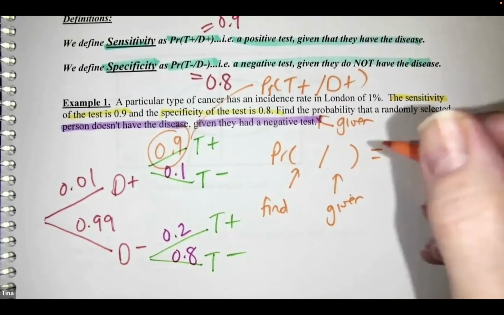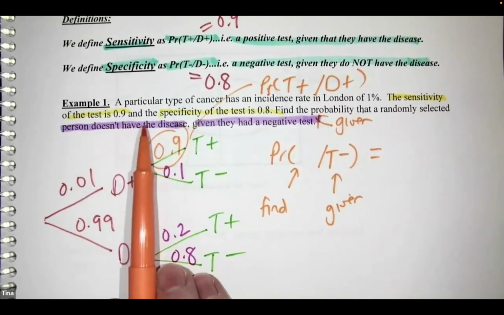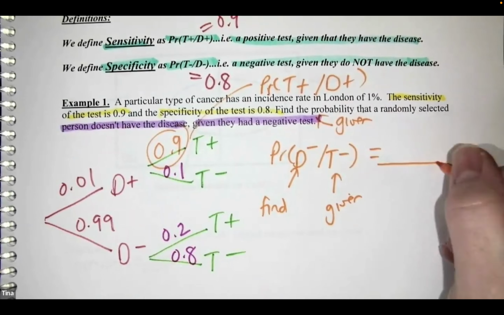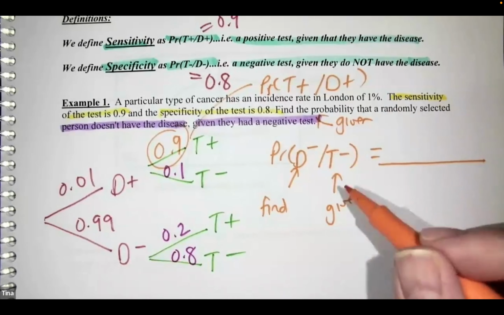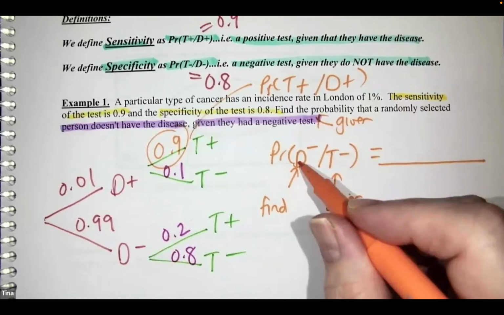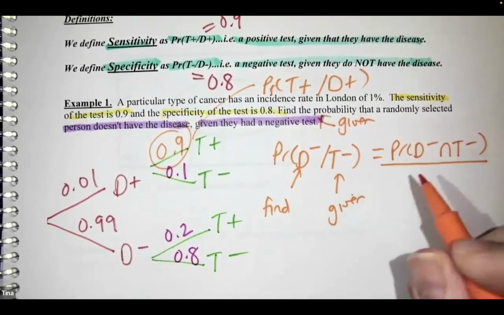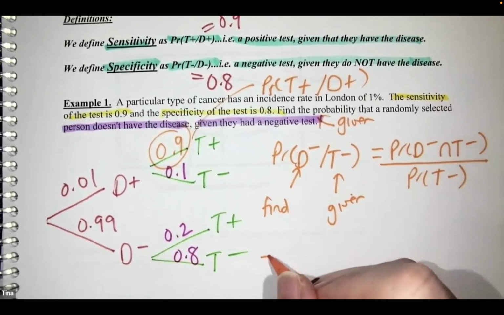So we're given they had a negative test. I usually just say T negative for negative test. And we want to find the probability that they don't have the disease, so that is D negative. If we use our conditional formula from your midterm, the probability of A given B is A and B over B. So this one would be D negative and T negative, all over the given one, that the test is negative.